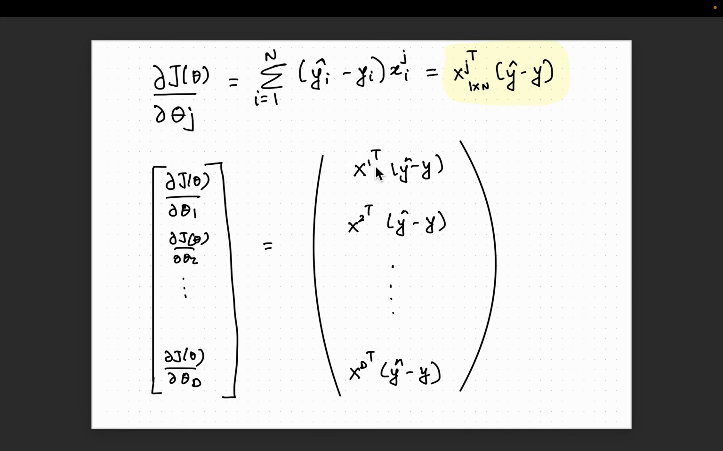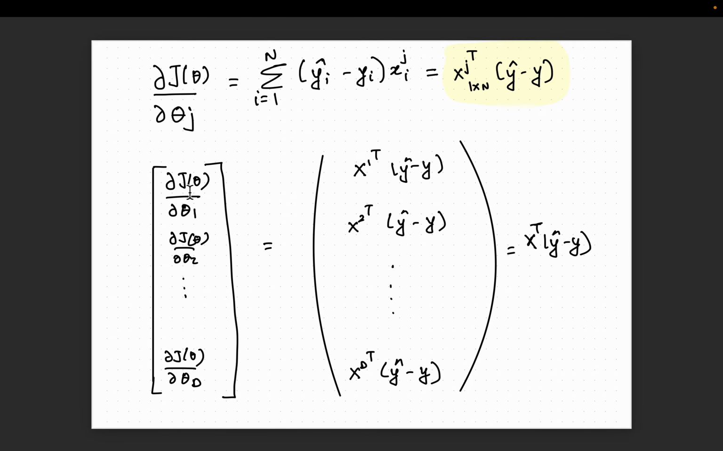This one is x1 transpose times (y hat minus y), which means the first column of X transpose times (y hat minus y). Similarly, for the final one, we have the dth column of X transpose times (y hat minus y), which we can generalize and write this entire thing as X transpose times (y hat minus y). We can also verify these shapes.